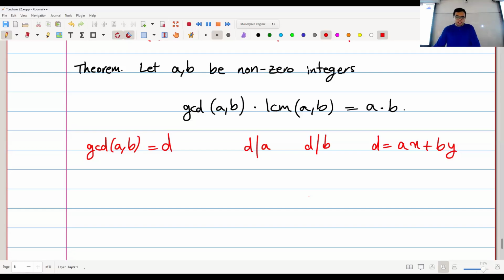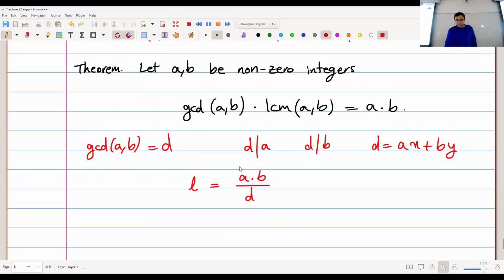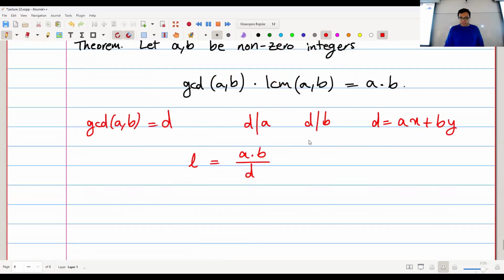Now, let's say that I look at the number L, which is A times B divided by this GCD. This is an integer because A is a multiple of D, so I can divide by D. I want to say that this L has all the properties of LCM. And if I show that, I've also shown that LCM exists. How can I do this? First, I want to show that A divides L and B divides L.